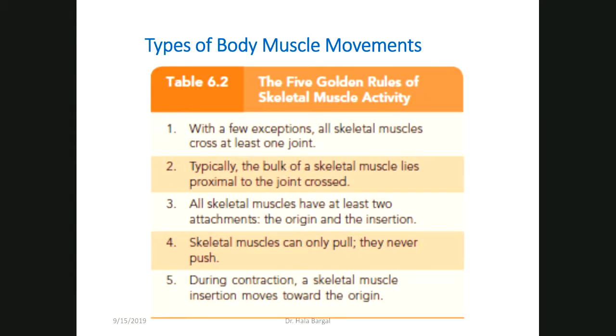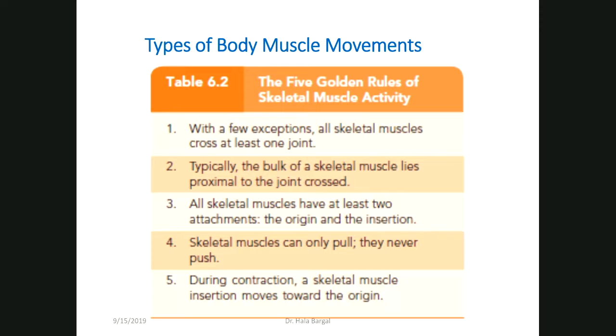Again, I am repeating the five golden rules of the muscles that I mentioned before. With a few exceptions, all skeletal muscles cross at least one joint. Logic or not, the muscle which will flex the elbow should cross the elbow, right?